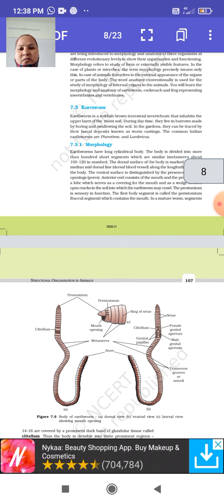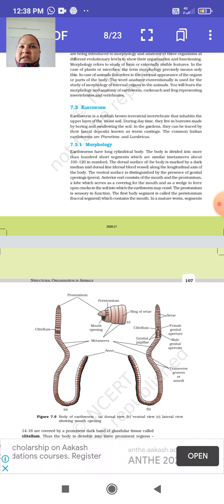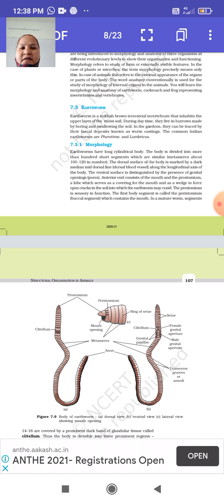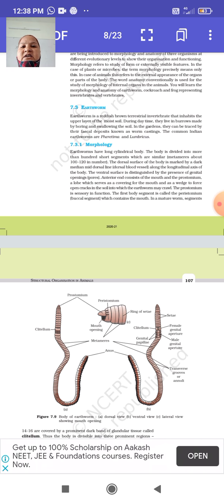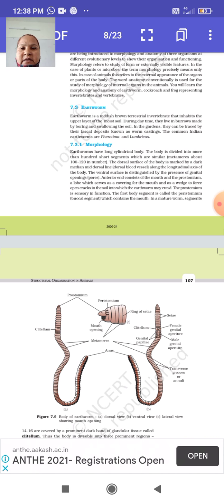Now we will study about the morphology. What is morphology? Morphology means the external structures of which an organism is made up of. Now earthworm has a long cylindrical body. It is divided into many segments. These are known as metamers. How many segments does earthworm have? 100 to 120.